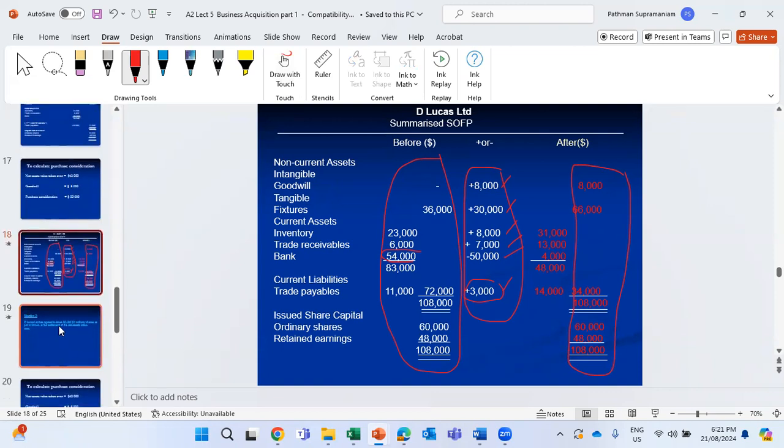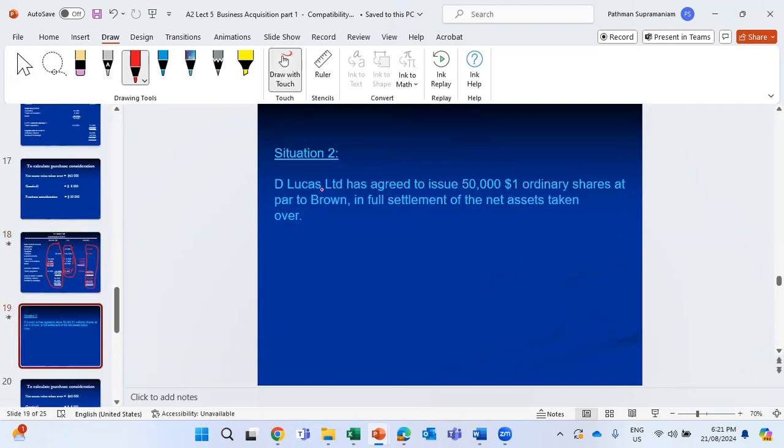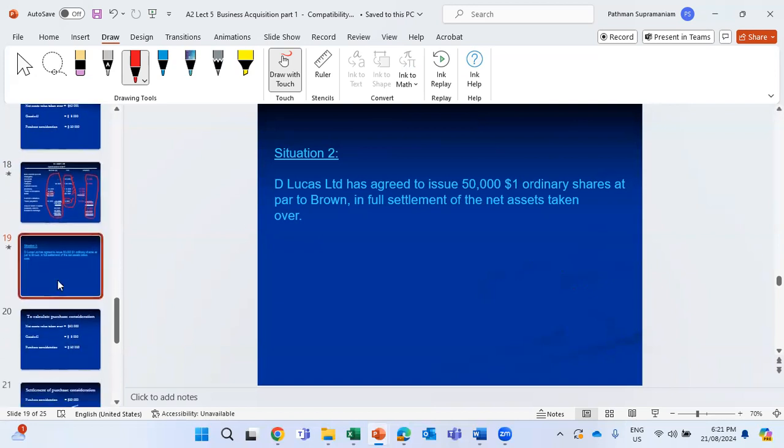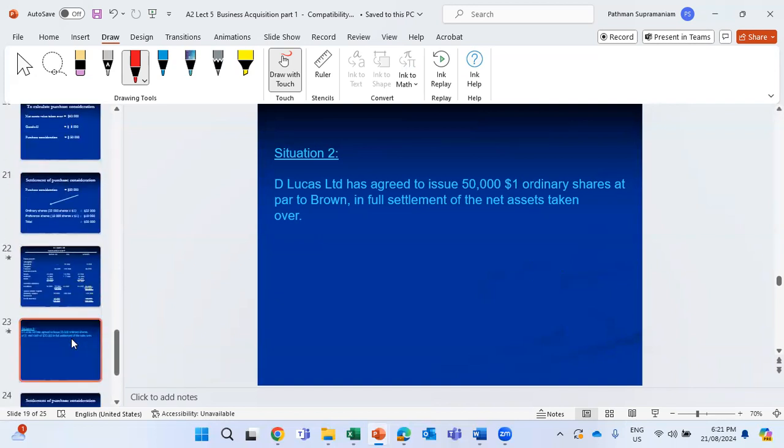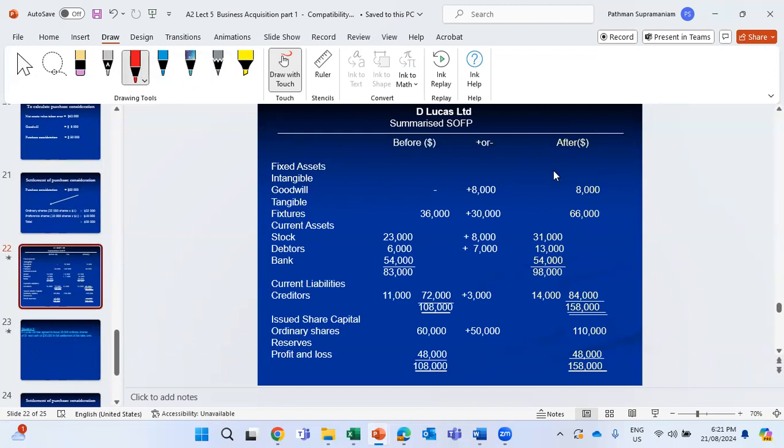Situation 2, everything being the same, but now they tell you that Lucas has agreed to issue 50,000 shares of $1 ordinary shares at par. At par means no premium, to pay for the net assets taken over. Just now, the payment was made in the form of cash. Now it's in the form of issuing shares. So everything here will be the same, no change. But if you notice, for bank there's nothing here, because now the buyer doesn't pay out money.